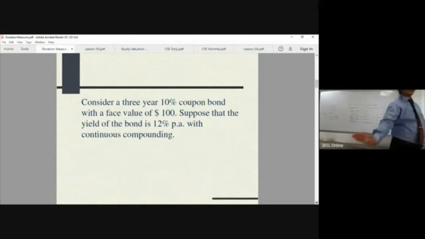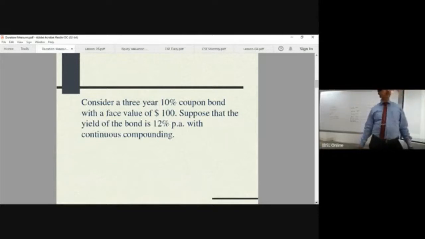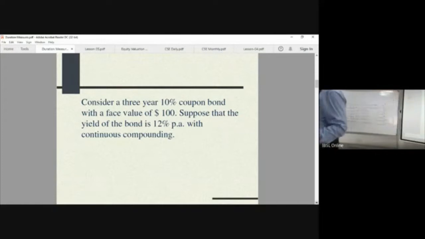Right, now we will see how we can do the calculations for this. Consider a 3-year 10% coupon bond with a face value of $100. Suppose that the yield of the bond is 12% per annum with continuous compounding. Now the continuous compounding has come into the scene.